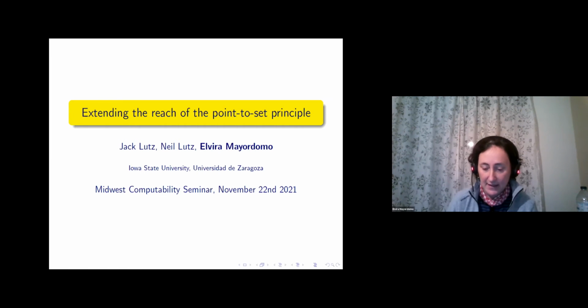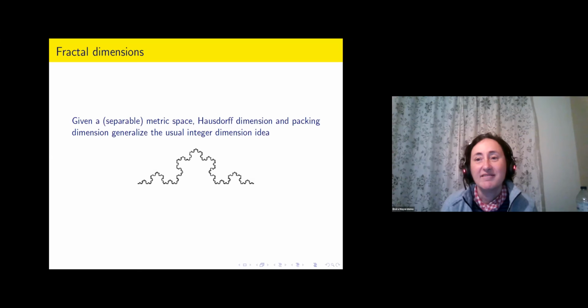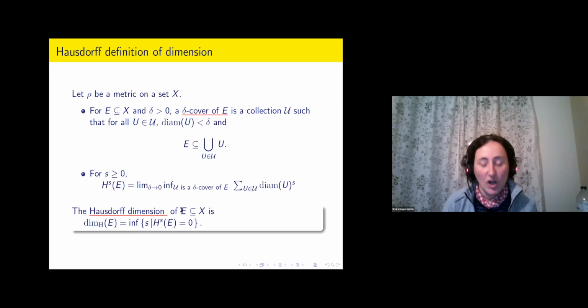Okay, so let's see. This is just the slide to show you that I'm going to talk about fractal geometry, Hausdorff dimension, packing dimension, this kind of stuff. Everybody very quickly remembers that these are cases in which the dimension is naturally an integer value. And this is just a reminder of the definition of Hausdorff dimension.